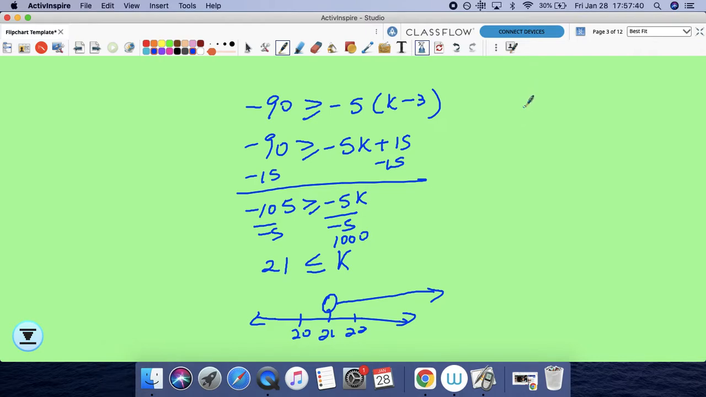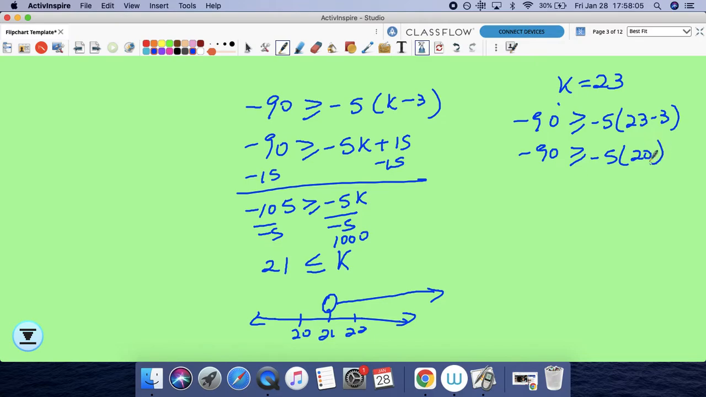Let's pick an easy number. Let's make k equal 23. So negative 90 greater or equal to negative 5, and then if we substitute here, we get 23 minus 3. Negative 90 greater or equal to negative 5, and 23 minus 3 is 20. That's easy to multiply now. That's negative 100, and negative 90 is definitely greater than negative 100. So, again, we are good.